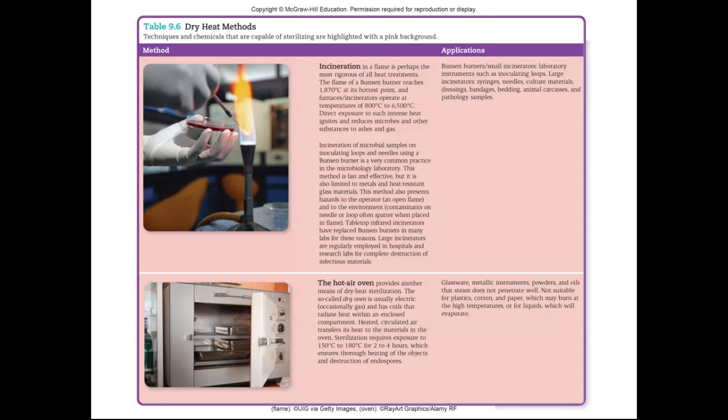We can also have dry heat methods. Incineration, running it through an open flame, will absolutely destroy all bacterial endospores. Those Bunsen burners can get really hot. They can approach 1900 degrees Celsius, so that is quite toasty, and it burns the living daylights out of everything. So if you're working with a relatively small piece of metal or glass, running it through an open flame is a great way to sterilize it.